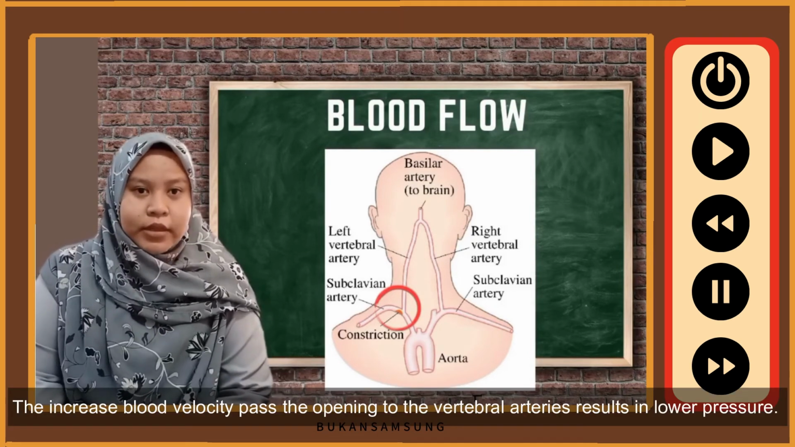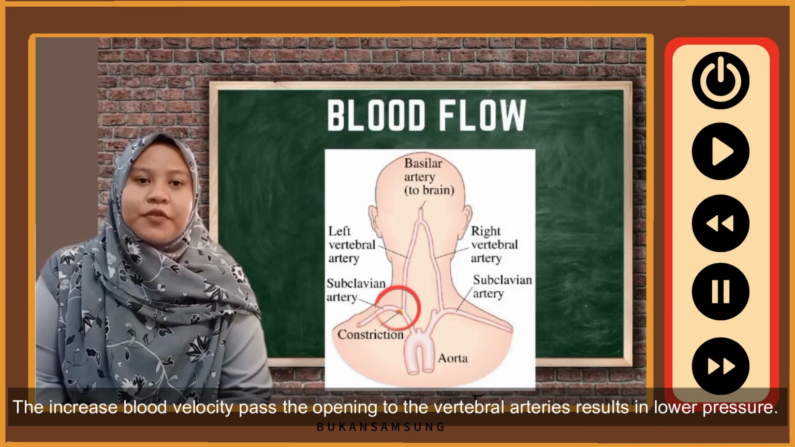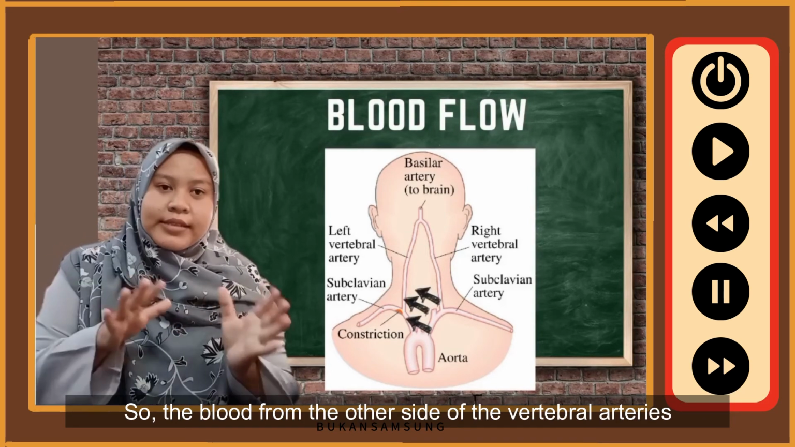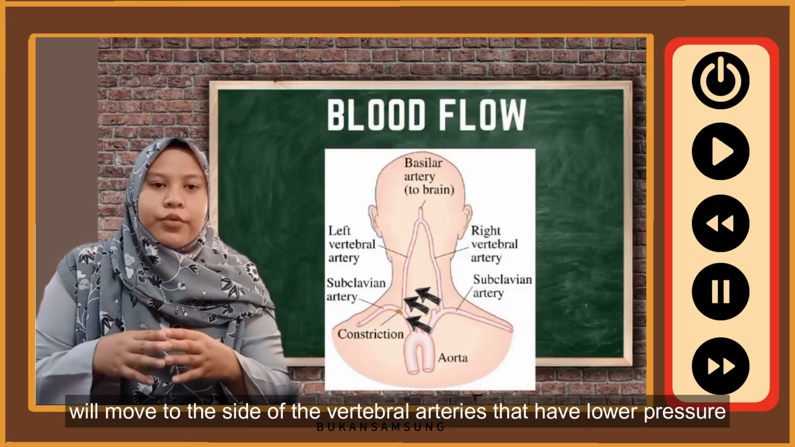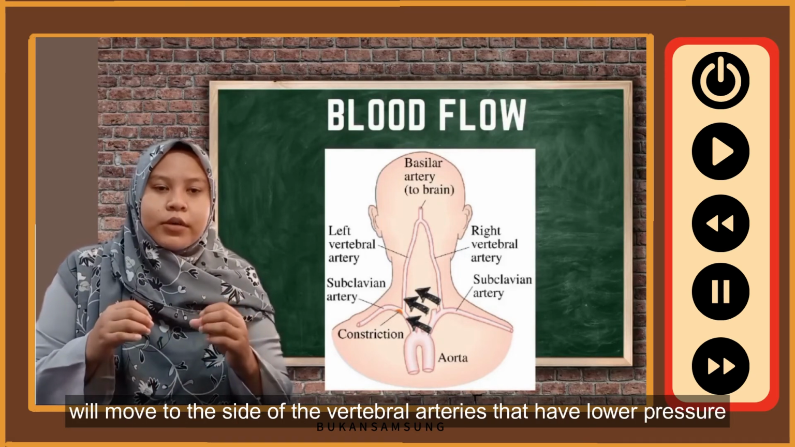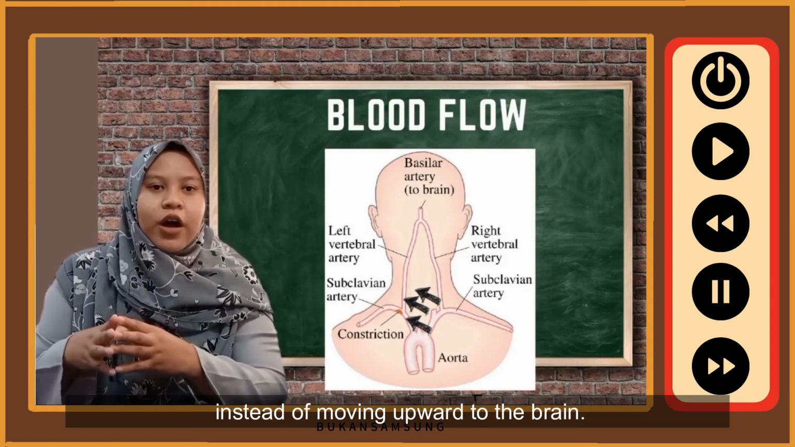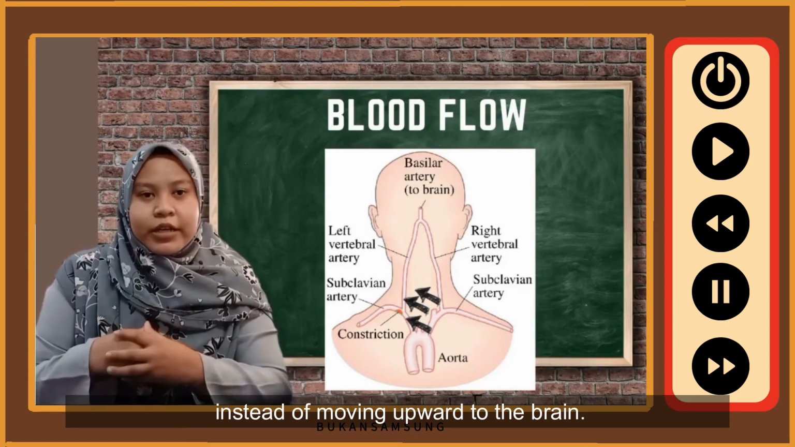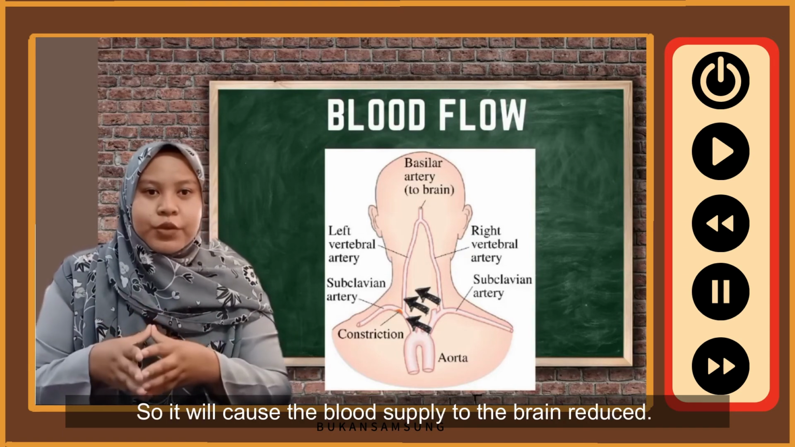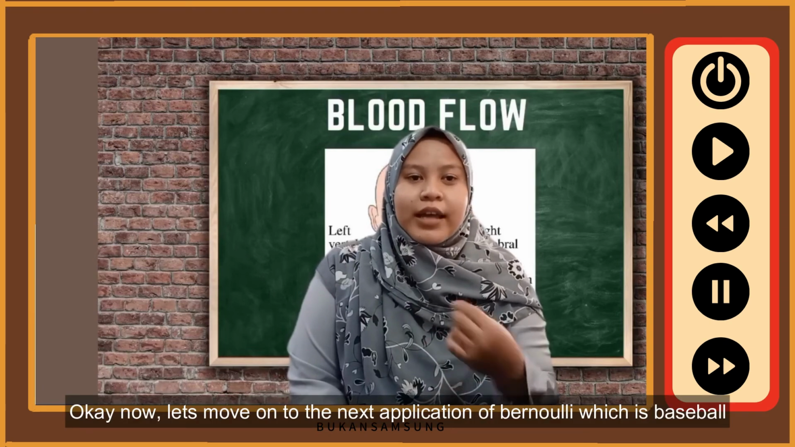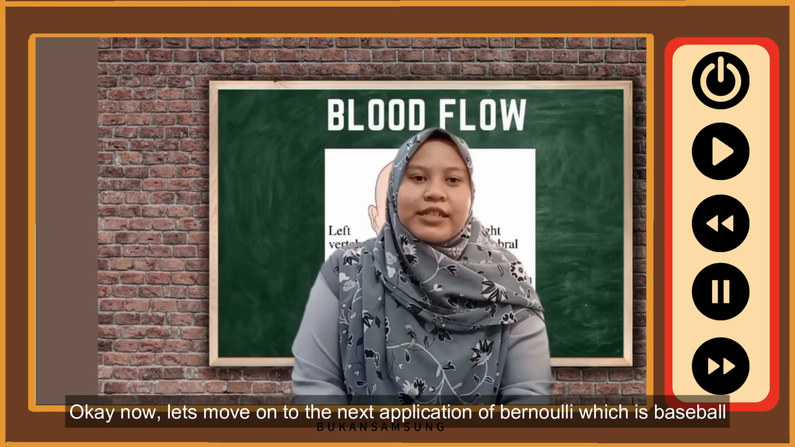The increased blood velocity past the opening to the vertebral arteries results in lower pressure. So the blood from the other side of the vertebral arteries will move to the side of the vertebral arteries that have lower pressure instead of moving upward to the brain. So it causes the blood supply to the brain to reduce. Now let's move on to the next application of Bernoulli, which is baseball.